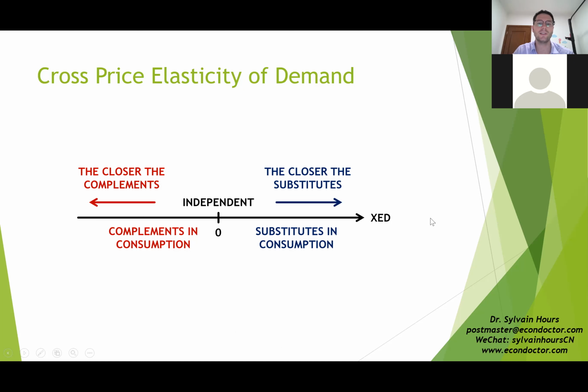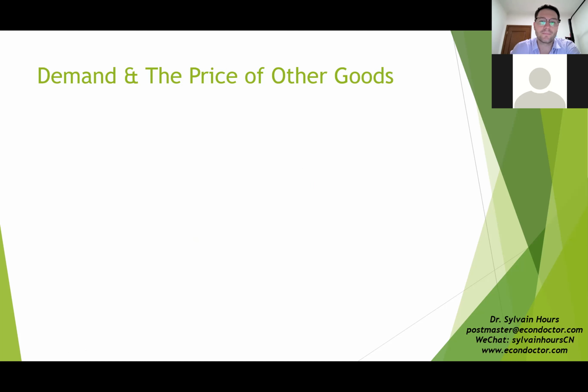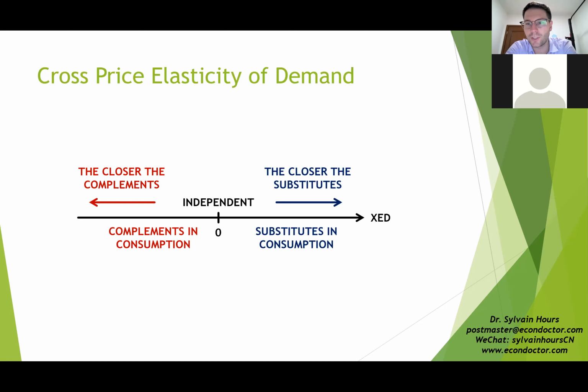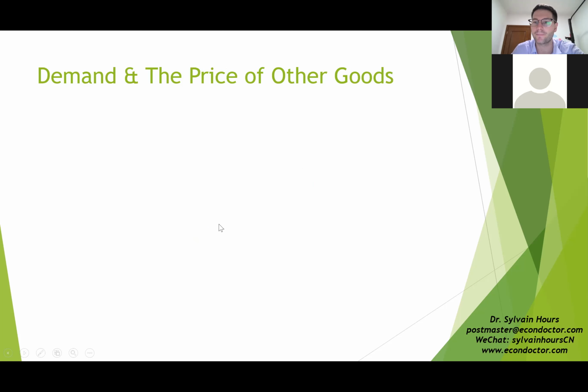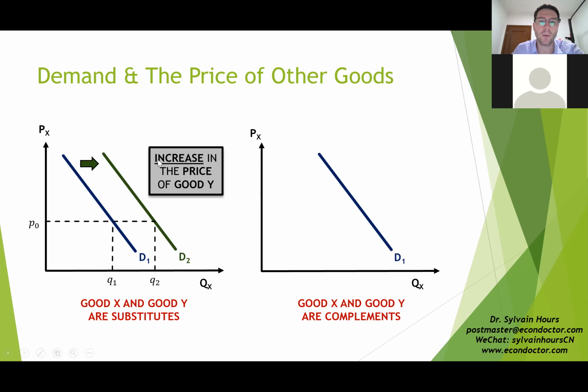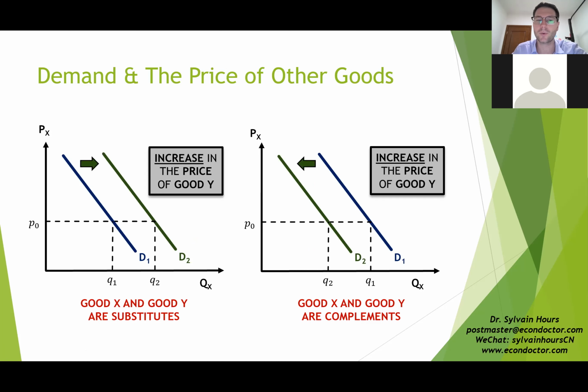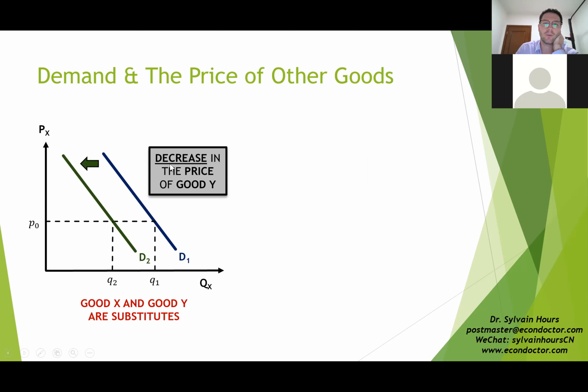The same thing, this is a summary. So positive XCD is substitute in consumption, negative XCD complements in consumption. The more positive it is, the closer the substitutes, the more negative it is, the closer the complements. And zero, this means that they are independent. Same thing, I copied these diagrams from the PPT on demand. So this is just a reminder, just to make sure that they get it of the two cases.